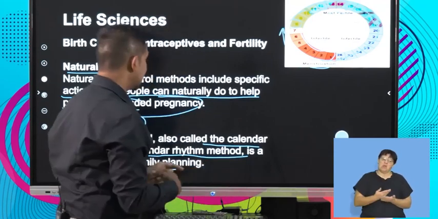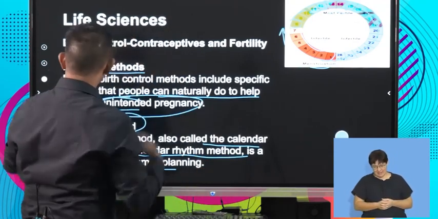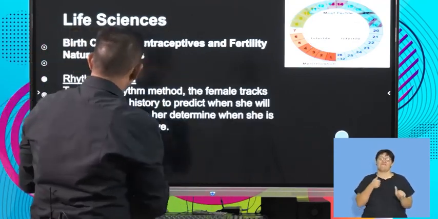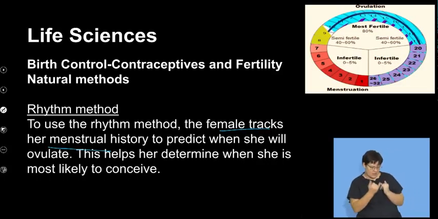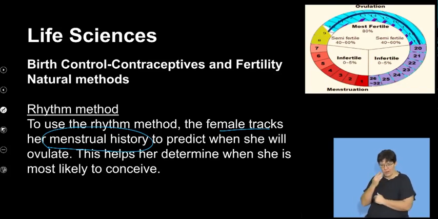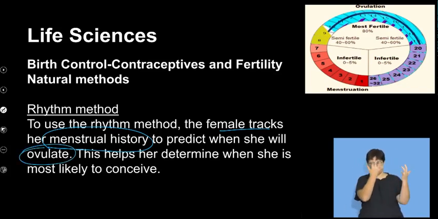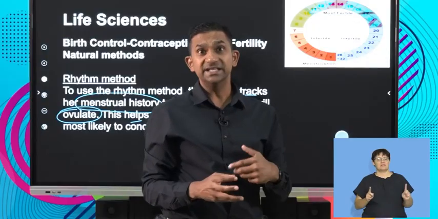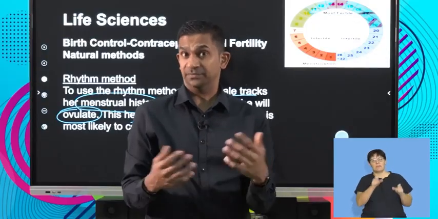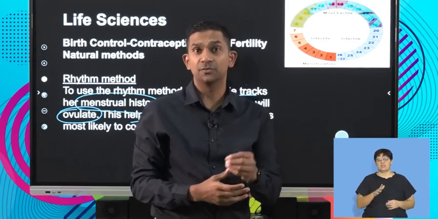So we refer to that as the rhythm method, as a couple would have to follow the cycle and track events in terms of when menstruation happened as well as when ovulation is likely to happen. And this is not the most effective way, but it is an alternative to people that choose not to use any form of contraception.